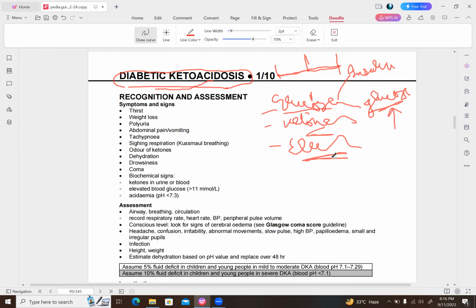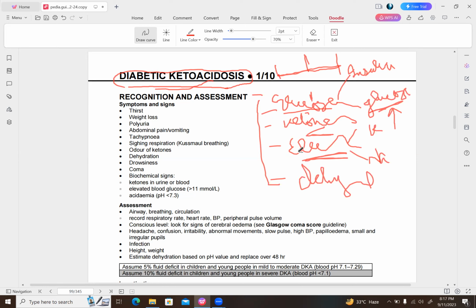For the balance of the electrolytes, you need to balance the potassium, you need to balance the sodium, and you have to treat the dehydration. If you treat the dehydration along with the electrolytes and glucose, it assists the whole procedure and the body is going to heal. So the basic thing is this. Your goal is to decrease the glucose in the blood and enter that glucose into the cell. You have to remove the ketones.